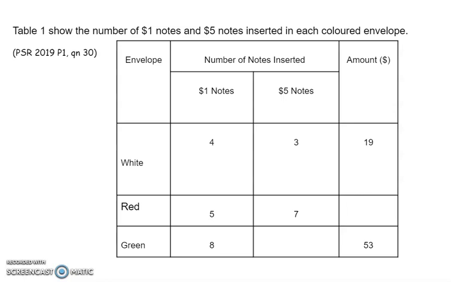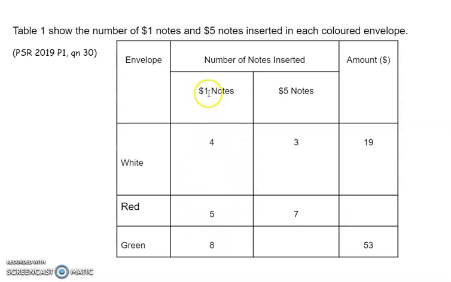Let's look at another question. Okay, the table here shows envelopes. We have 3 types of envelopes: white color, red color, and green envelope. Inside you have $1 notes and you have $5 notes. Now here means how many pieces.